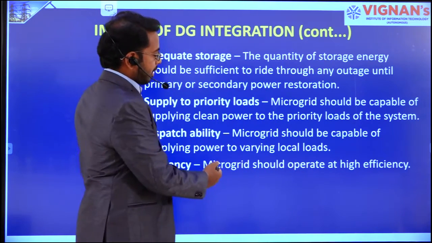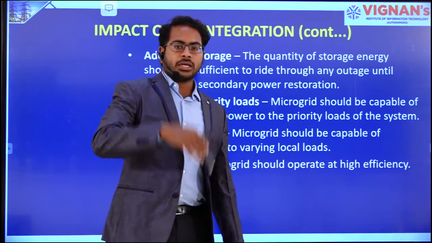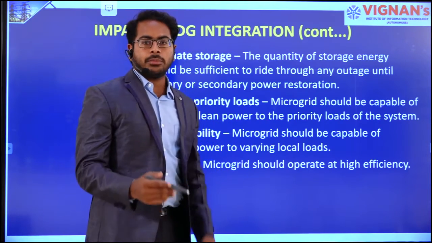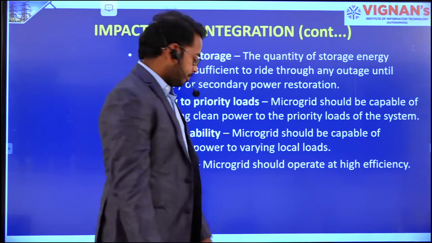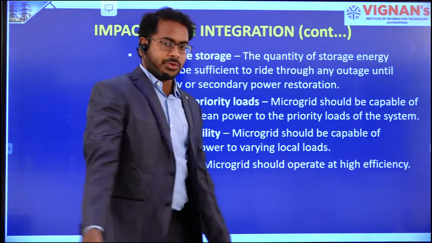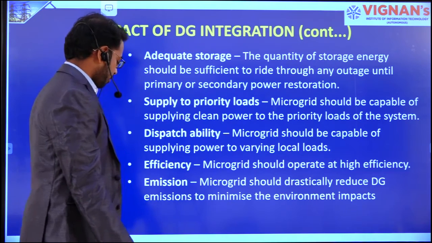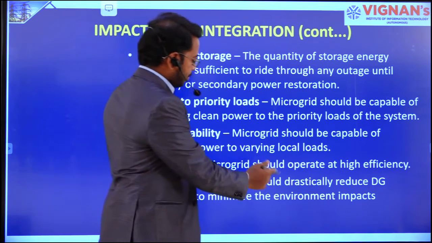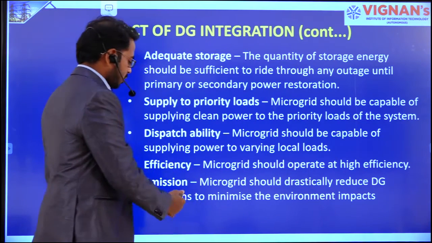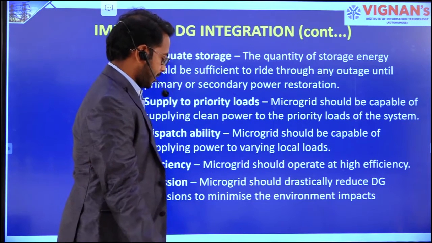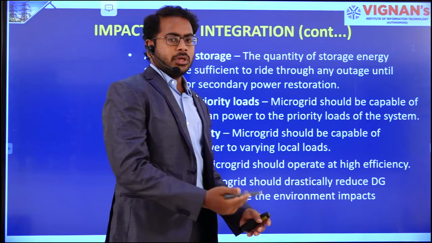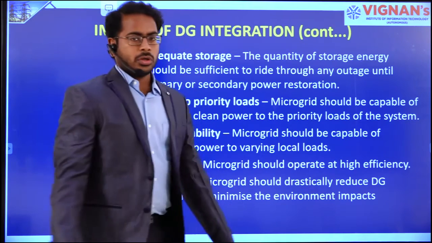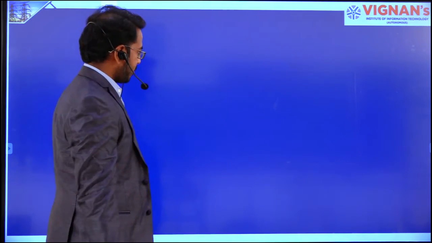So why are we discussing microgrid? The DG is one part of the microgrid. This microgrid we will discuss in unit numbers 4 and 5. So the DG is a part of the microgrid. The microgrid should operate at a high efficiency. That is also one important point. Emission: the microgrid should drastically reduce the DG emissions to a minimum. The environmental impacts we already know. Everywhere, if you take any type of new technology or any type of RES also, the main aim is to reduce the emission. So these are a few points of the impact of DG integration.